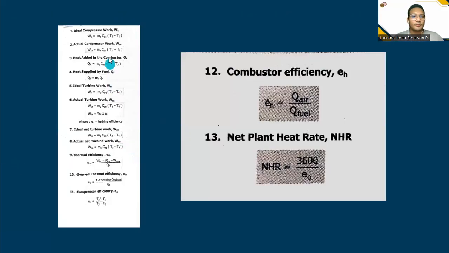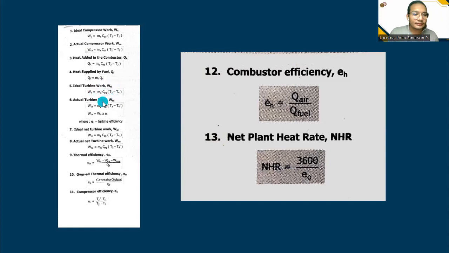Okay, we have the ideal work of the compressor. WC equals mass times specific heat times quantity T2 minus T1. Actual compressor work, WC A, meaning actual: mass times specific heat times T2 prime minus T1. And heat added in the combustor, QA: mass ng gating gas, specific heat times quantity T3 minus T2. Heat supplied by fuel, QF: mass ng fuel natin, and then QH.